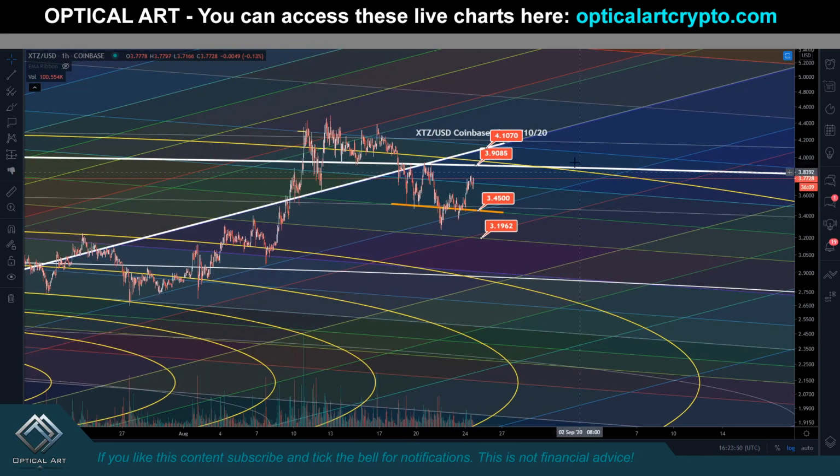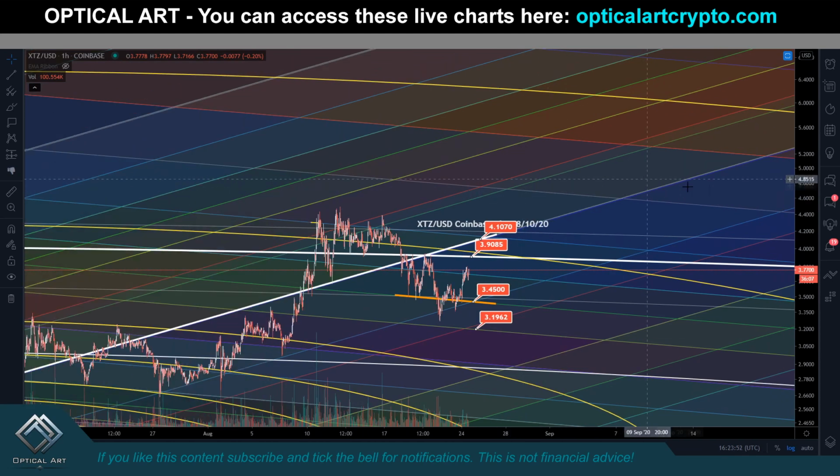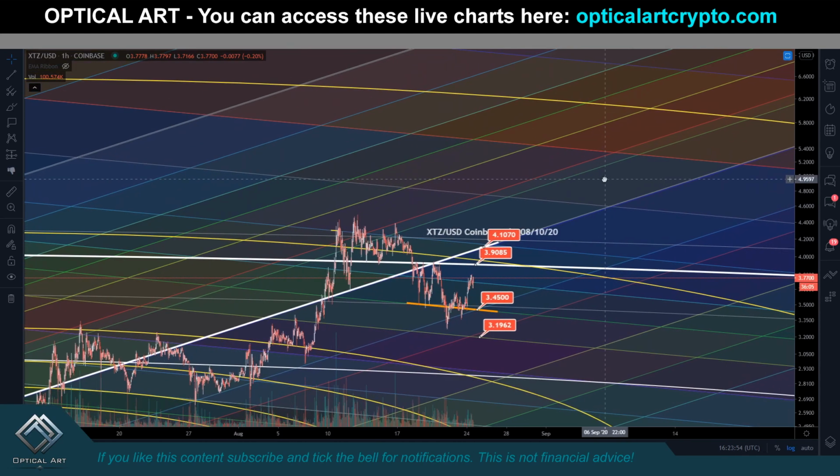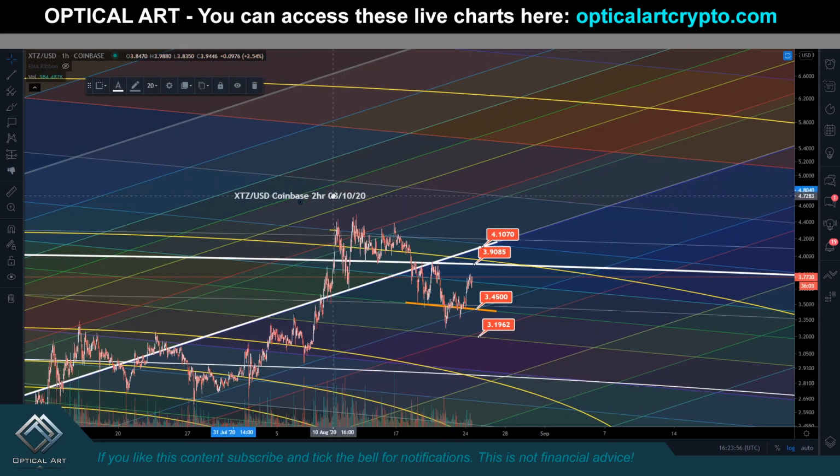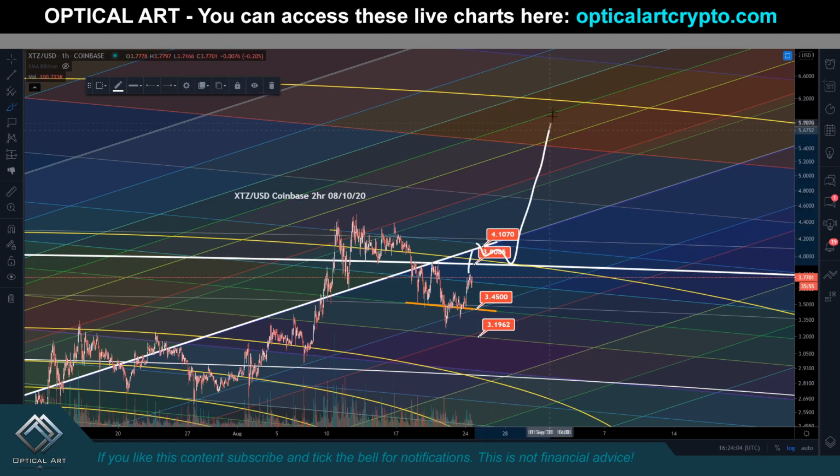Currently we're underneath it. So if you expect this to go higher and you're looking for a macro target, how high could Tezos possibly go? Well, if it pushes up, you're respecting all of these yellow rings. If you get above this yellow ring right here, your next ring is up here. So a potential macro target to the upside, if this continues up, would be $6.20.